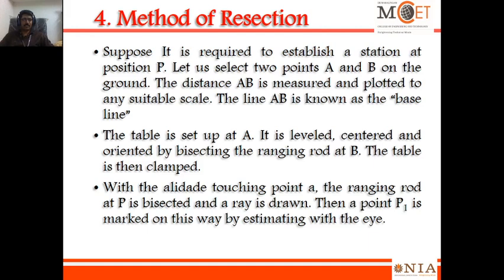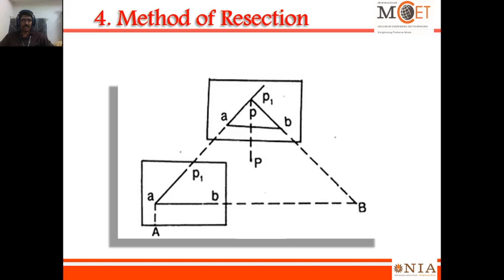Suppose it is required to establish a station at position P. Let us select 2 points A and B on the ground. Most probably we choose 2 points, right? The distance AB is measured and plotted to any suitable scale. The line AB is known as the baseline. You can go through this procedure. I will try to explain the same with the diagram, right?